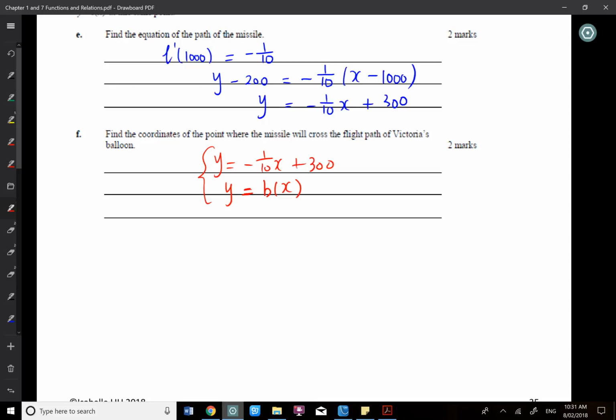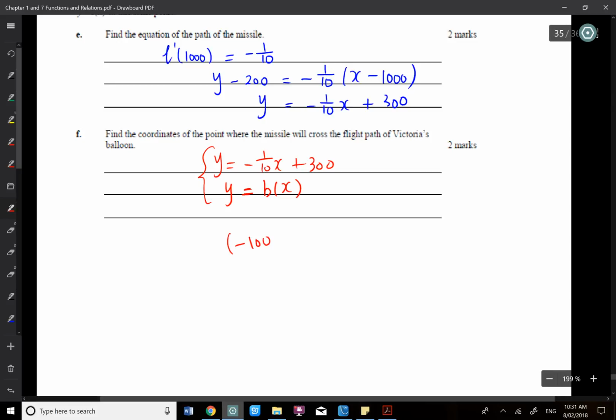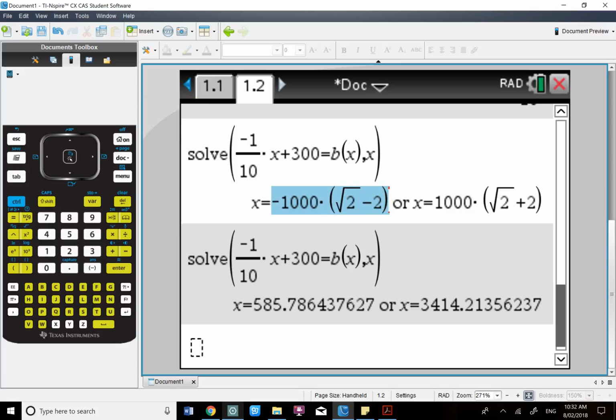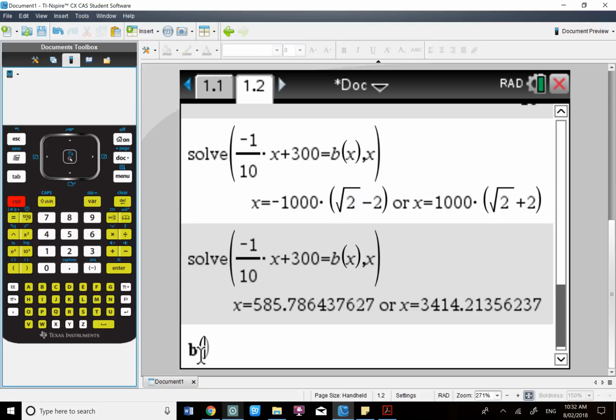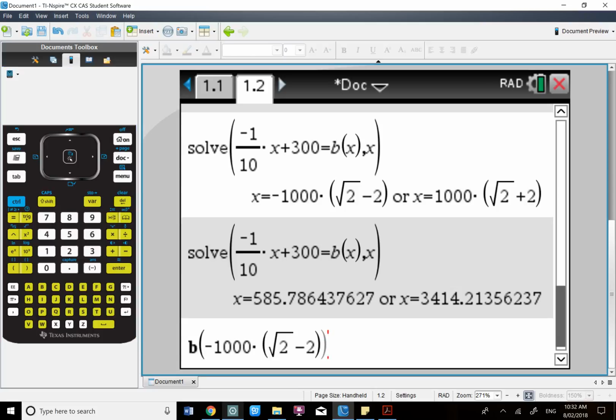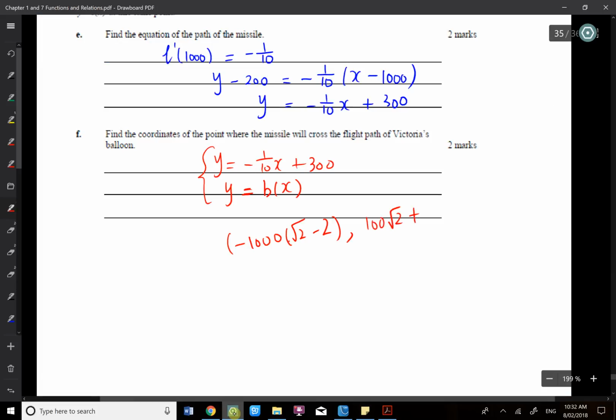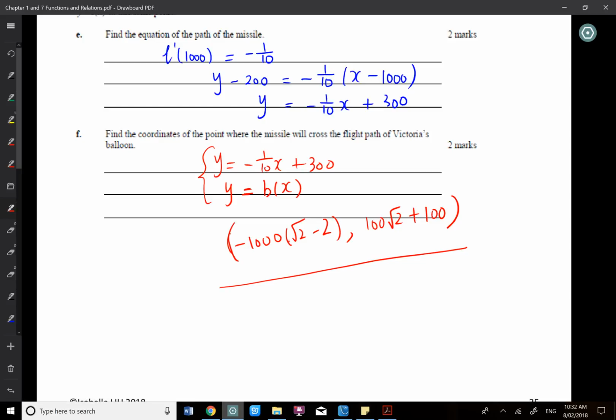It is negative 1,000 times root 2 minus 2, comma, and you need to substitute that point. So I will highlight this bit. That's my answer. Control C is the copy function. So B bracket, control V to paste the value into that. I want to find the y value. That gives you 100 root 2 plus 100. Those are the coordinates where the path and the missile cross each other, so that's where they intersect.